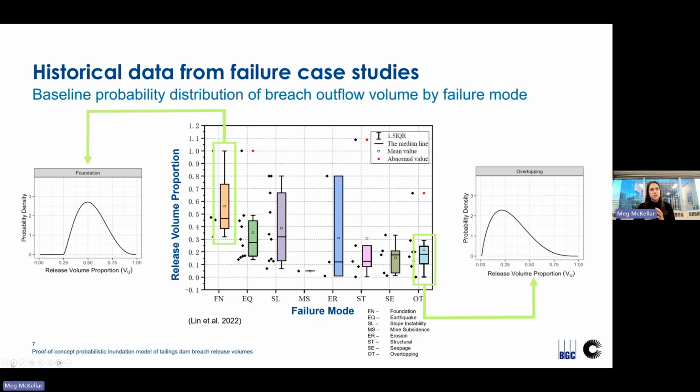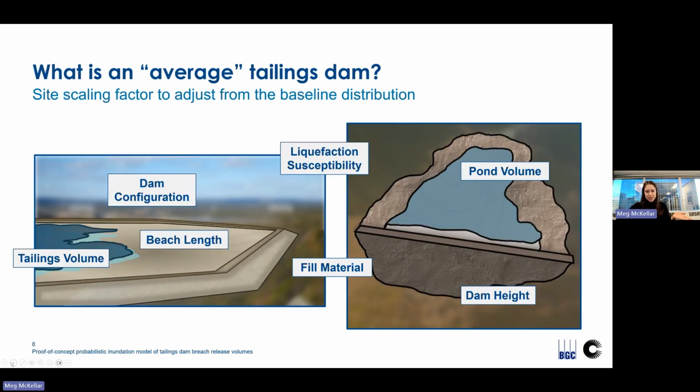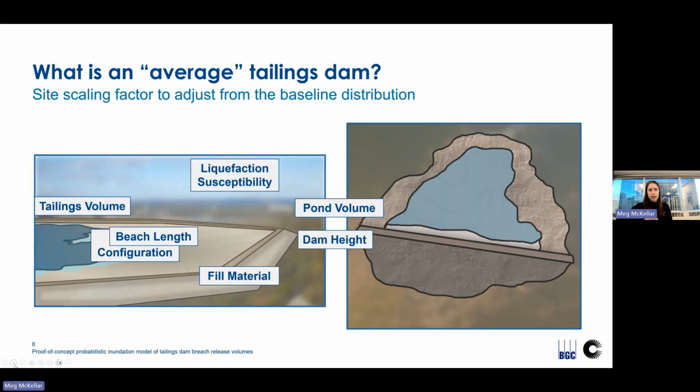And so what the team did was fit a beta distribution to this data set. And why did we use a beta distribution? Well, what we currently have on screen is really an average of the historical conditions for any given failure mode. But what is an average tailings dam? There's likely no one answer to what an average tailings dam could be. They vary based on the volumes they retain, the height of the dam, or even if they have the potential to liquefy. And so what the team did was break down these topics into 4 site scaling factors.